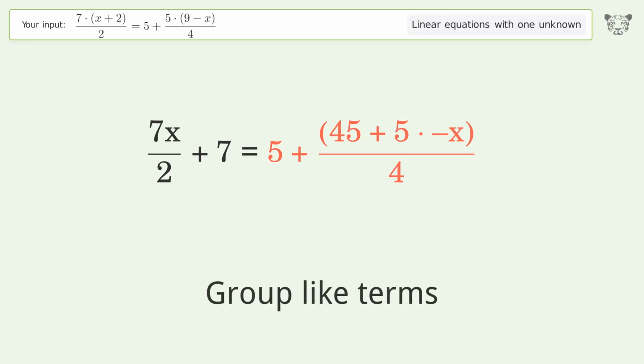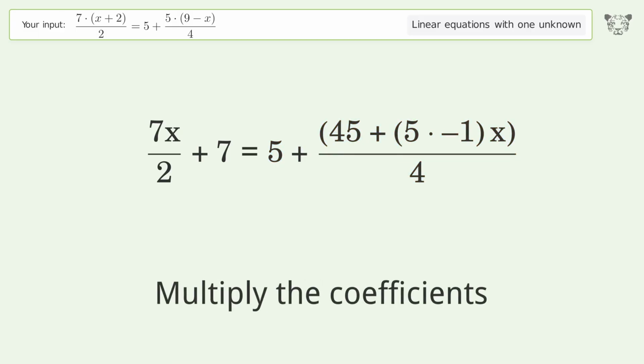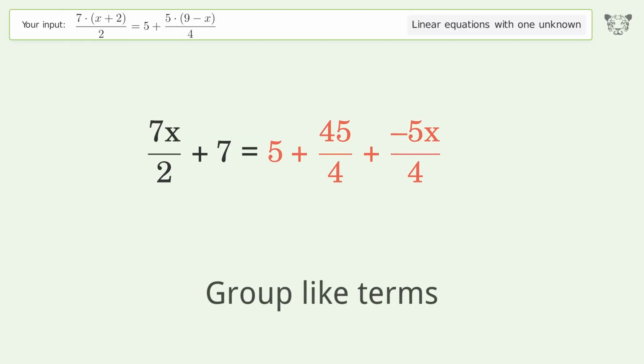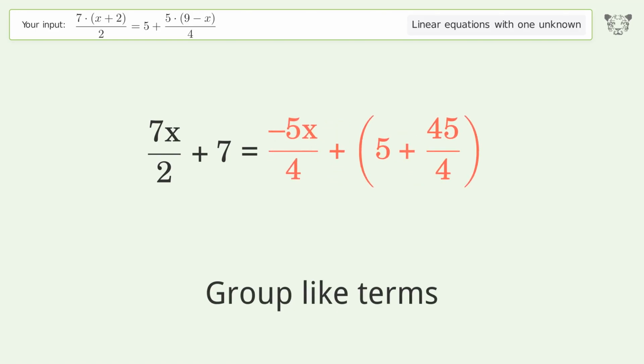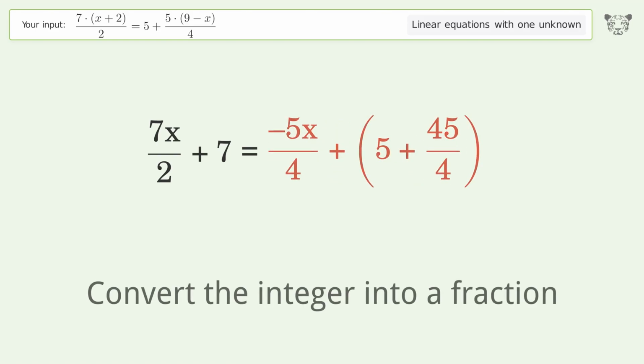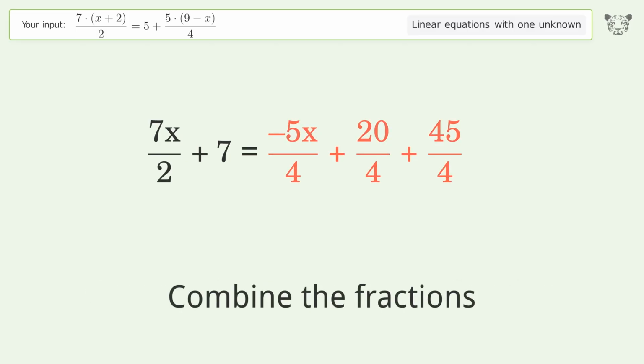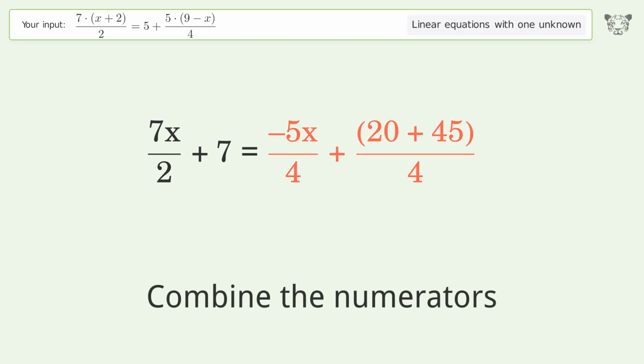Group like terms. Multiply the coefficients. Break up the fraction. Group like terms. Convert the integer into a fraction. Combine the fractions. Combine the numerators.